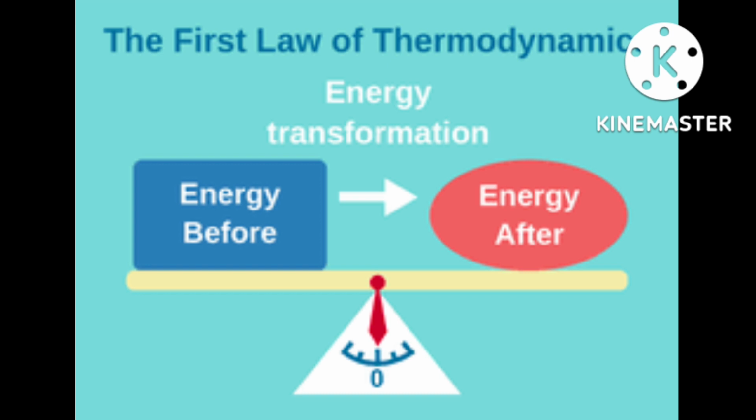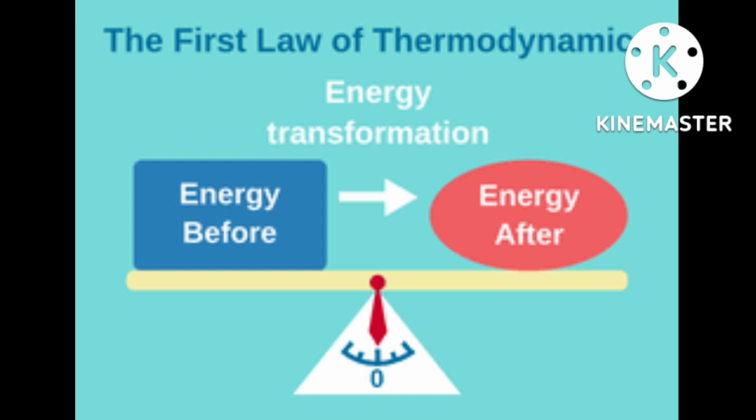Then there is no heat exchanged. No heat exchanged means Q is equal to zero. Then the formula is there: delta U is equal to Q plus W, then Q is equal to zero, plus W has been done. Work has been done on the system means plus. Okay. Then what type of wall does the system have?